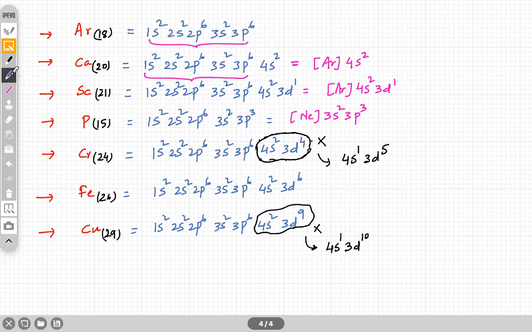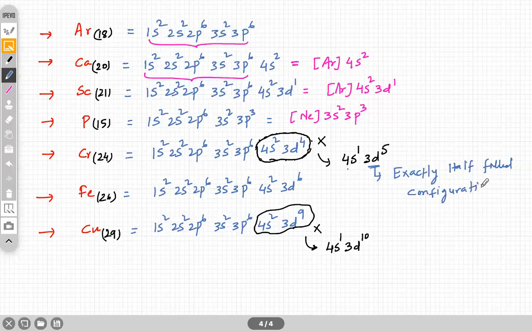Why does it happen? Because this 3d5 has exactly half filled configuration. Half filled configuration means all the orbitals are singly occupied, one electron each present in the d orbitals. Half filled configuration and symmetrical also. We can say symmetrical arrangement.